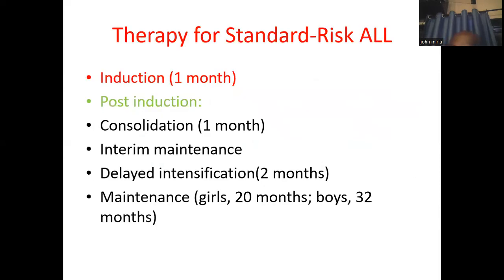So let us see therapy for standard risk in patients with acute lymphoid leukemia. You use induction for the first month, then post-induction, in which you consider consolidation for 1 month, interim maintenance therapy, and then re-intensification for 2 months, and then maintenance for 20 months in girls and 32 months in boys.